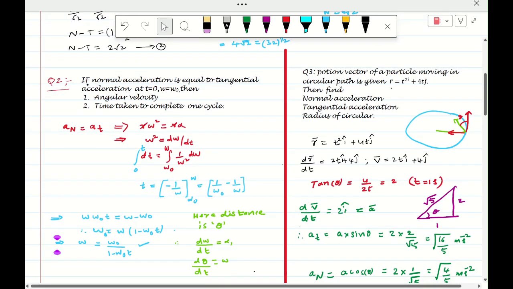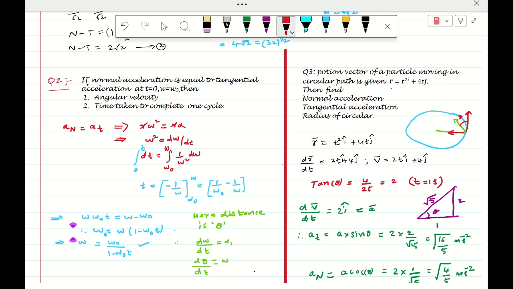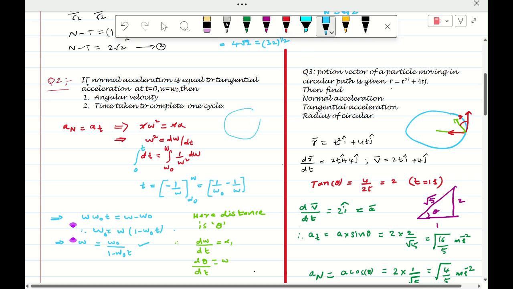This is very, very important. Nowadays, in 2023, 2022, they are concentrating on these models. That is, the normal acceleration is equal to the tangential acceleration, that means theta equal to 45 exactly. Normal acceleration is equal to tangential acceleration. We know in circular motion, normal acceleration and tangential acceleration are always perpendicular. Tangent and normal, that means perpendicular. The resultant will be like this. This is the resultant acceleration.